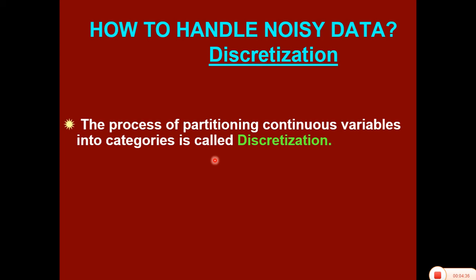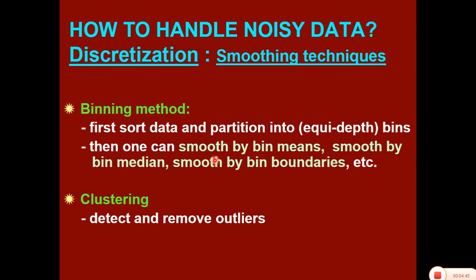Now, how to handle the noisy data? The process of partitioning a continuous variable into categories is called discretization. We have two kinds of smoothing techniques. The first one is the binning method. Here you are supposed to sort the data and partition it into equidepth bins, and then smooth by bin means, smooth by bin median, smooth by bin boundaries, etc. We will see everything in detail.